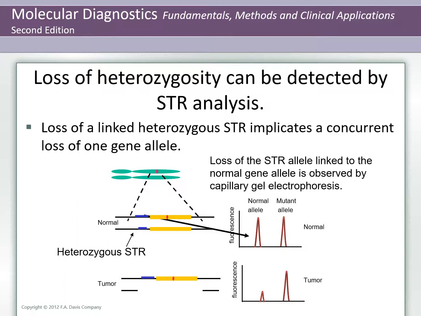Loss of heterozygosity is detected by PCR and capillary electrophoresis of heterozygous short tandem repeat loci, also known as STR. These are linked to the disease genes. A deletion or loss of the normal allele uncovering a recessive mutant allele is identified by the loss of the short tandem repeats. In the example below, loss of a linked heterozygous STR implicates a concurrent loss of one gene allele. So on the top you have the normal with the heterozygous STR, so you have a normal allele and a mutant allele. And on the bottom is showing a tumor in which the normal allele appears shortened and the tumor allele is apparent.